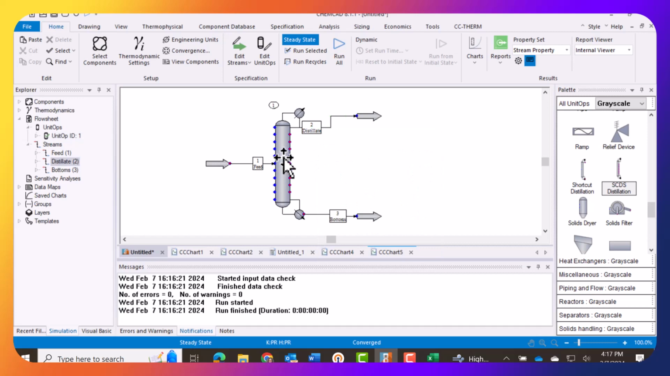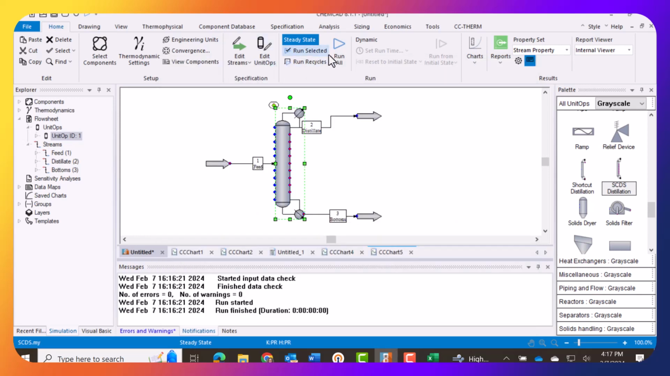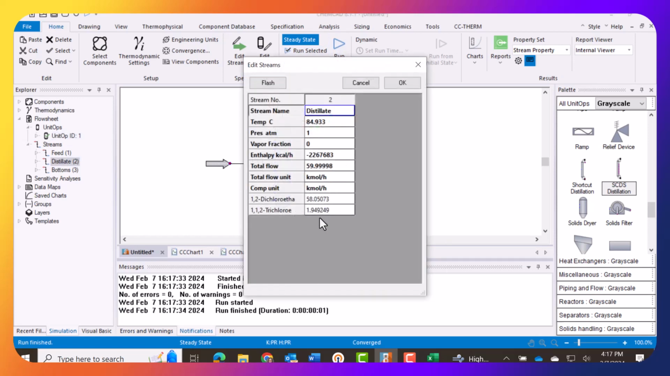So we want to see what would be the effect of, I'm going to leave this feed at stage 9, but I'm going to add 2 stages. Run it, and then see what my outputs are. And so do this.